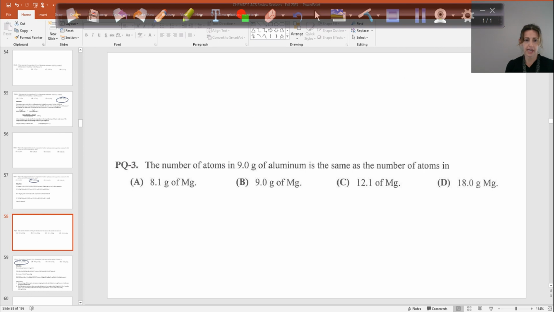We want to count, so the number of atoms in 9 grams of aluminum is the same as the number of atoms in, okay, how do we go about this? How many atoms do we have in 9 grams of aluminum? Compare that to the atoms in magnesium, so all the options below are magnesium. We want to compare that to 8.1 grams of magnesium, 9 grams of magnesium, 12.1, and 18 grams of magnesium.